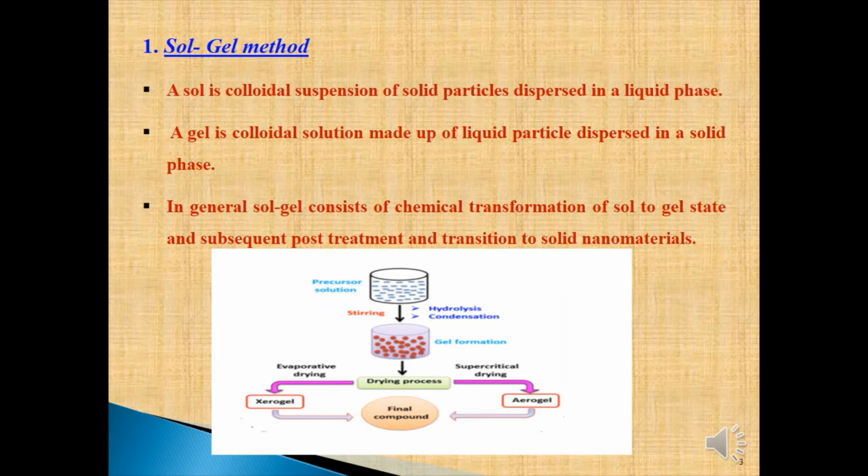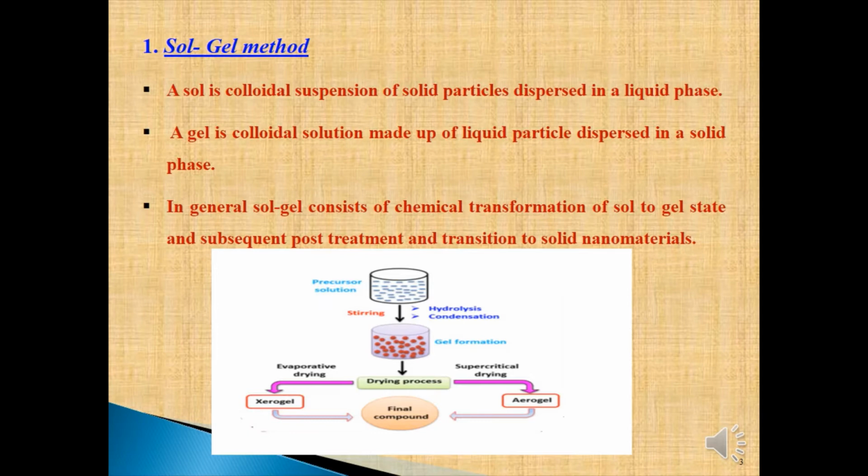A sol is a colloidal suspension of solid particles dispersed in a liquid phase. A gel is a colloidal solution made up of liquid particles dispersed in a solid phase. In general, sol-gel consists of chemical transformation of a sol to a gel state, and subsequent post-treatment and transition to solid nanomaterial. In the diagram below, a representation of the sol-gel method is given.